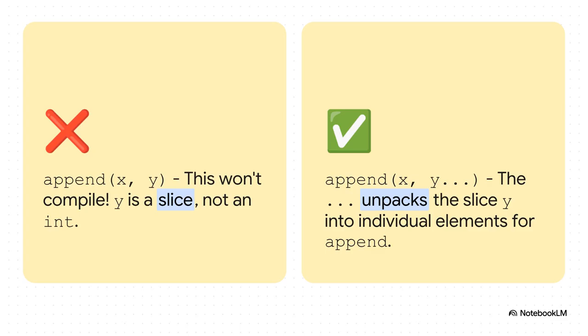The fix is that little three-dot operator. Some people call it the splat operator. That syntax tells Go, hey, don't give it the slice itself. Unpack it and pass all the elements inside it as separate arguments. It's so useful for functions like append.